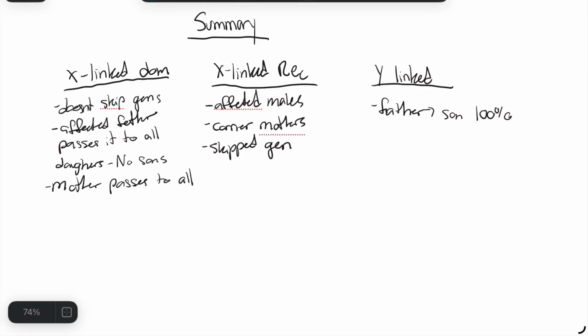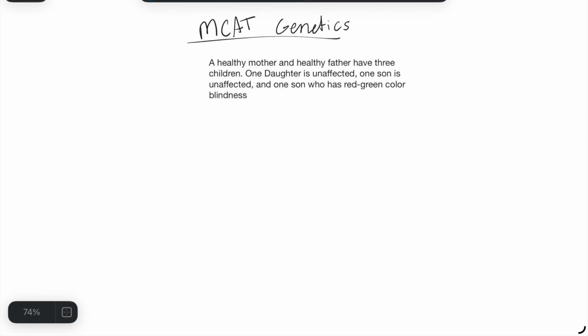Whereas for X-linked recessive, only the males are affected, and females either will not have it, or if they do, they will be carriers, and phenotypically they'll be unaffected. This can also skip generations for that very reason. And then we have Y-linked, where it's only a father to son transfer, and it will happen 100% of the time. Now let's return to this original problem.